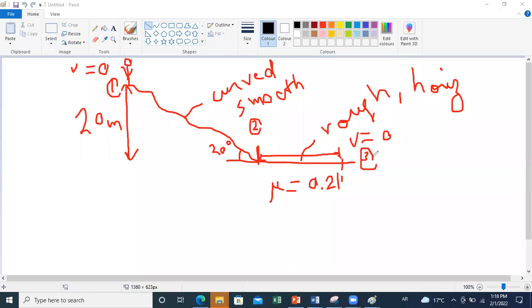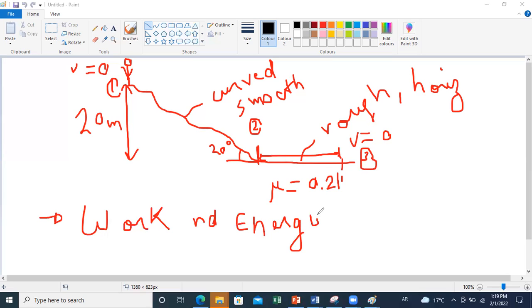Okay. Can we apply conservation of mechanical energy here? Nope, because there is a rough surface. Exactly. So we have losses, so we cannot apply conservation. Then we'll apply work and energy. Okay. So work and energy, directly between 1 and 3.